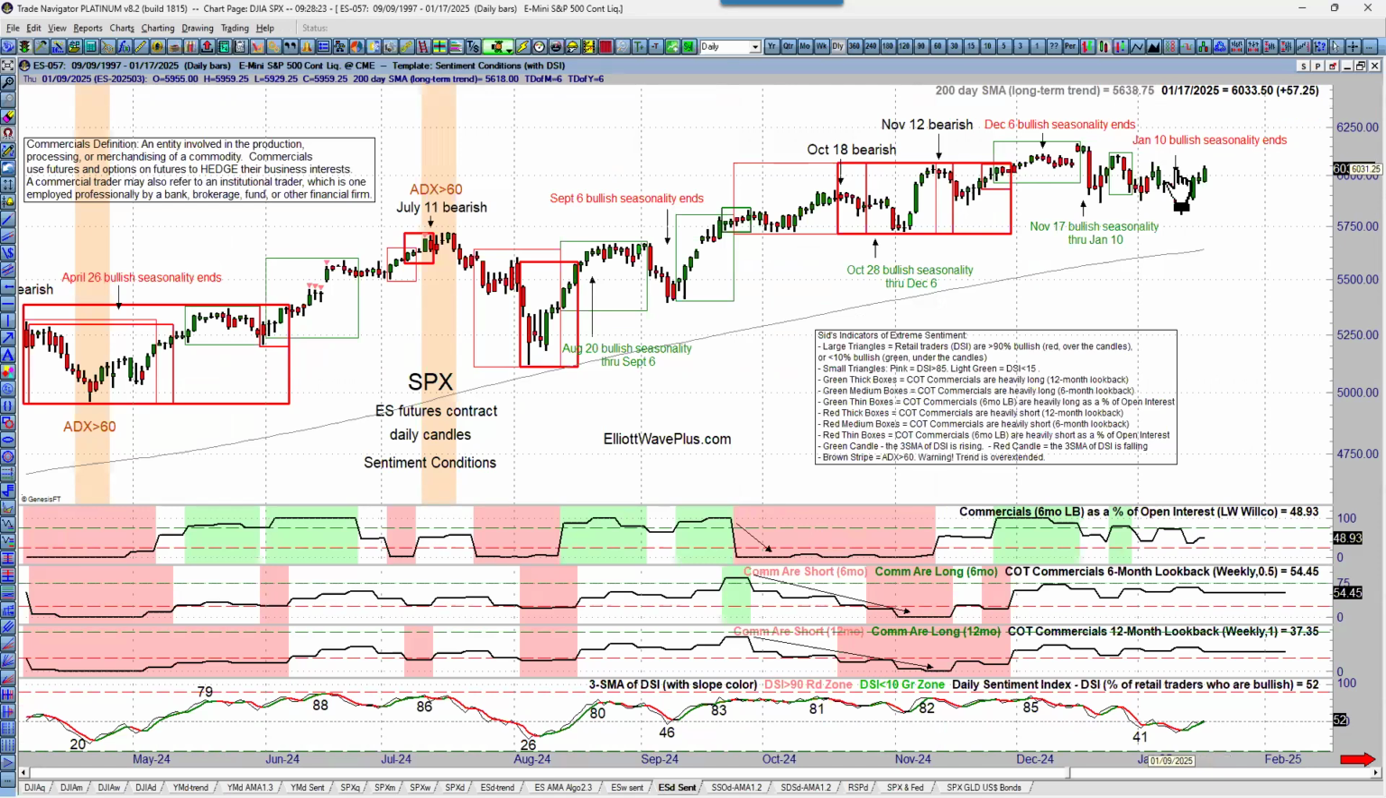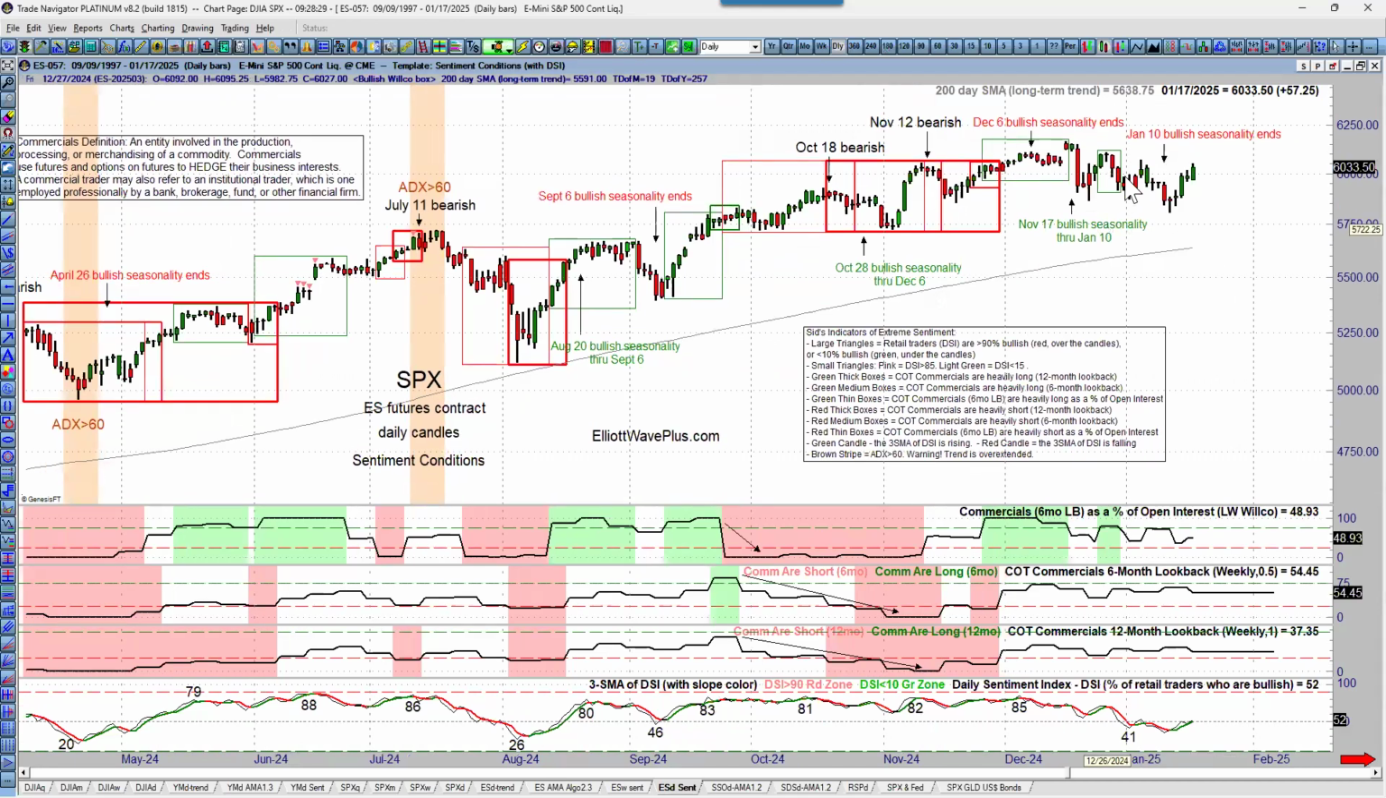The bullish seasonality that normally occurs around year end on the S&P has played out, and that ended Jan 10. It didn't work out. It was bullish, and it really moved sideways and down during that period.